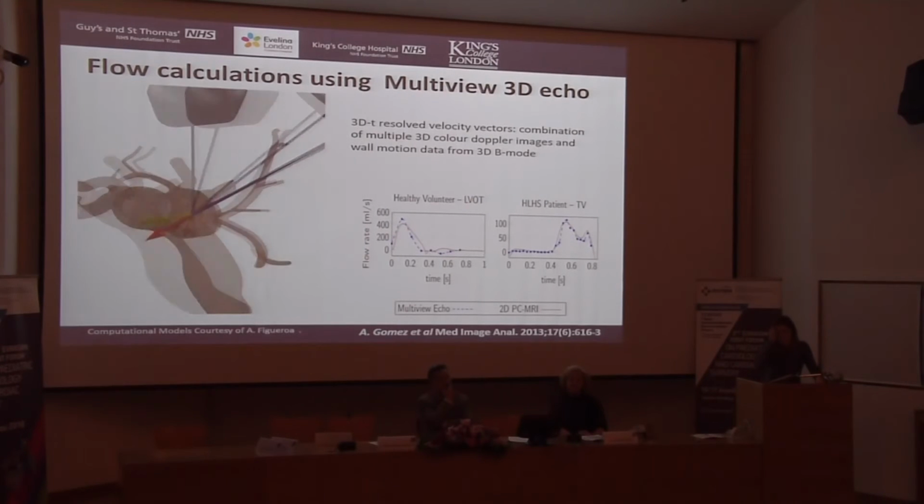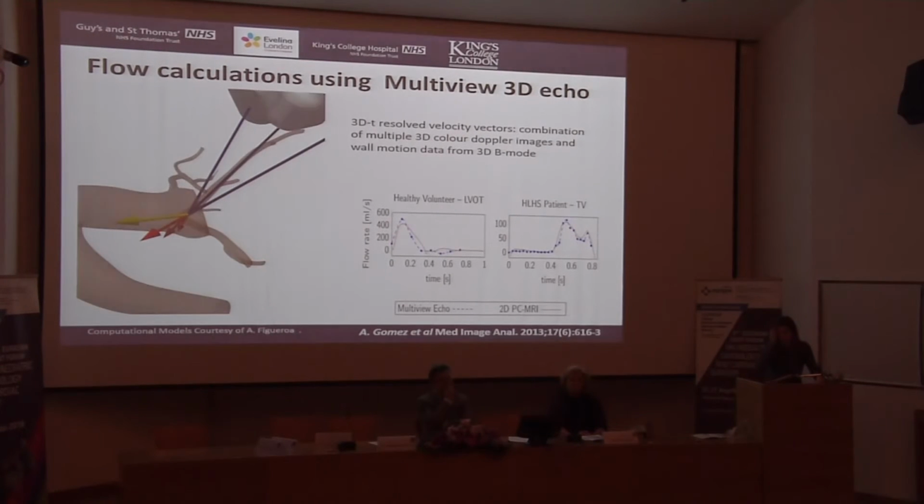Now, this is only in the research field, and this is data from our department. One of our imaging fellows, Alberto Gomez, has managed to publish and to create a method where he can estimate intracavity flow by using 3D time-resolved velocity vectors, using a combination of multiple 3D color Doppler images and wall motion data from 3D B-mode. And by using this multiview 3D echo approach, he was able to demonstrate very good agreement with MRI.